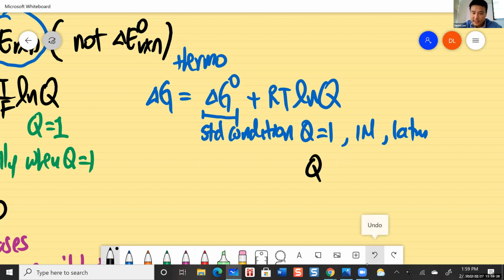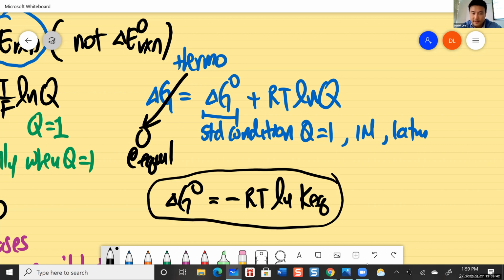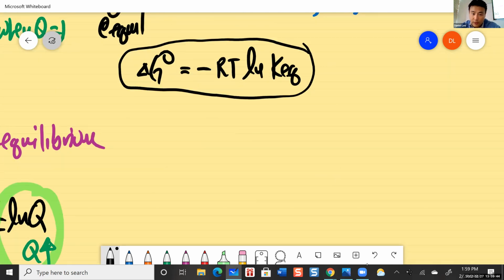Let's just go directly. I don't want to go over this. So you set this equal to 0 at equilibrium. So delta G naught now becomes negative RT ln K. Once again, you get this equation you have to memorize. If the equilibrium constant is greater than 1, G will be negative, spontaneous.